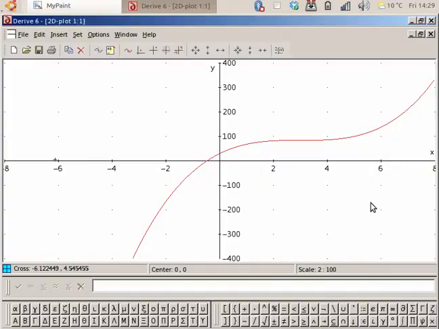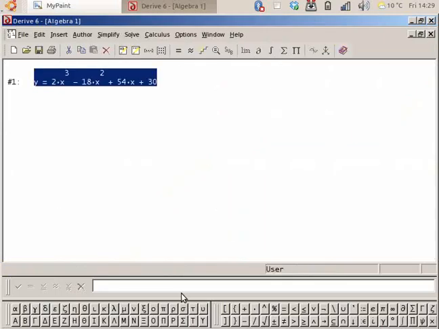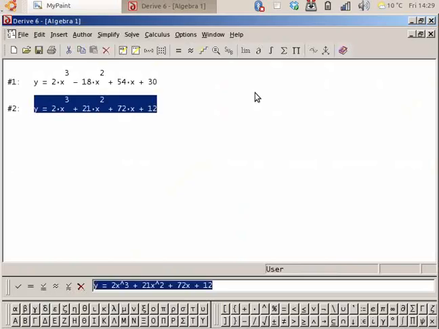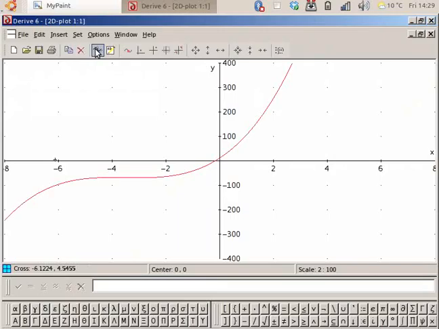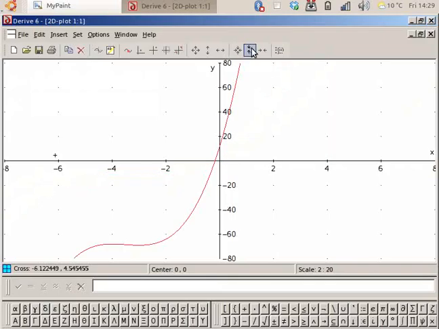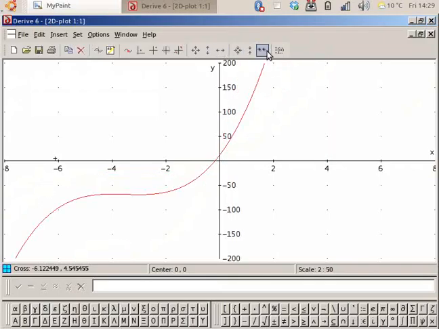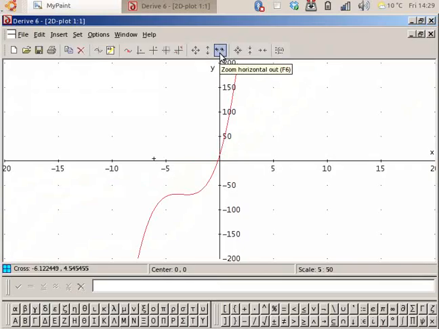I'll go back to this, don't worry. So typing it in, it's y equals 2x cubed plus 21x squared plus 54x, no, plus 72x plus 12. Let me try and exaggerate this a bit. Yeah, let me do center here.